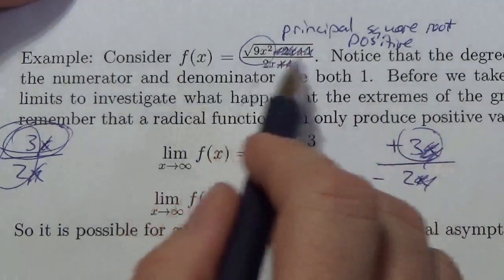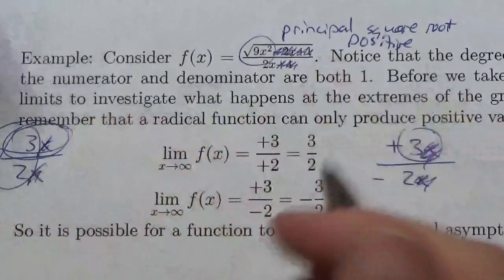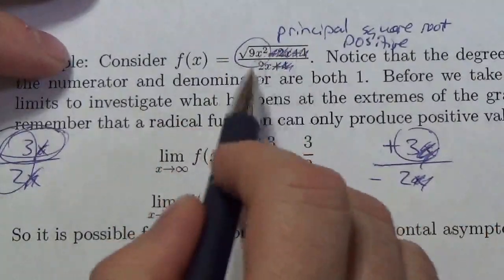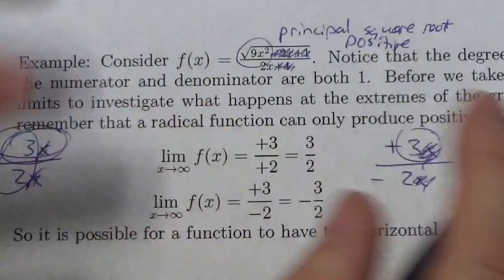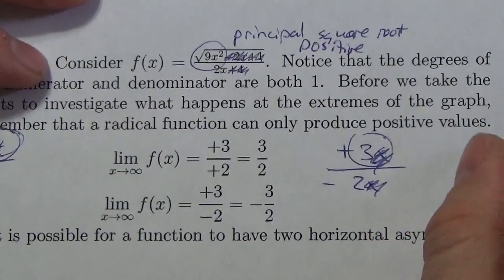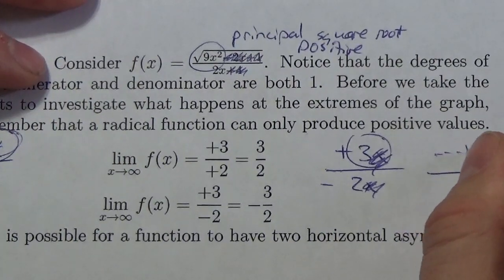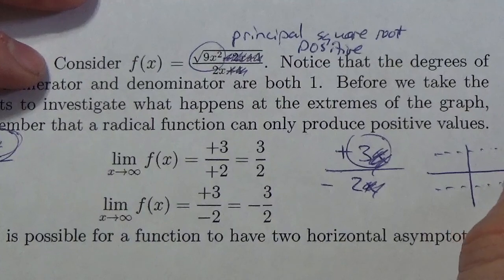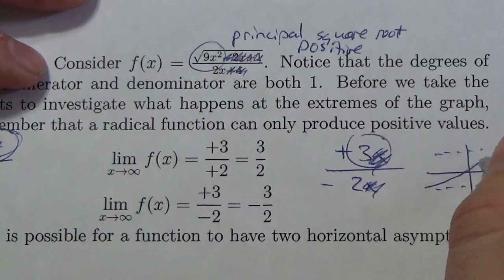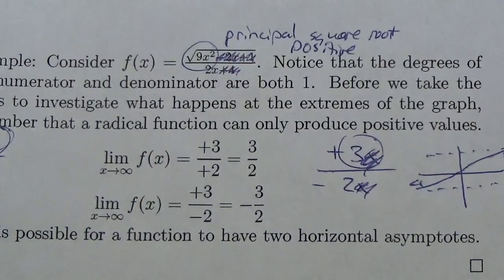And that really is the reason why. That square root up there is spitting out a positive value. The denominator doesn't have that restriction, so it can be positive or negative depending which direction you go. So this graph here, if you were to plot that, it's going to have an asymptote up here at positive 3/2 and an asymptote down here at negative 3/2. It's essentially going to look something like that. I hope that makes sense.